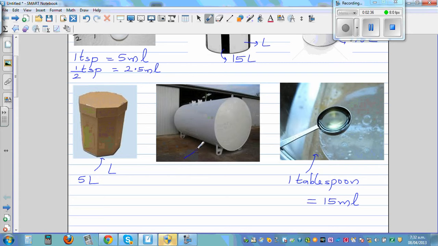Now this is a petrol tank, and you measure a petrol tank in kiloliters, and kiloliters you write by KL.